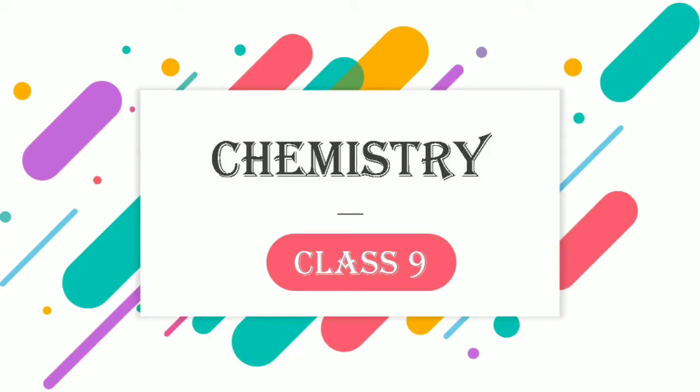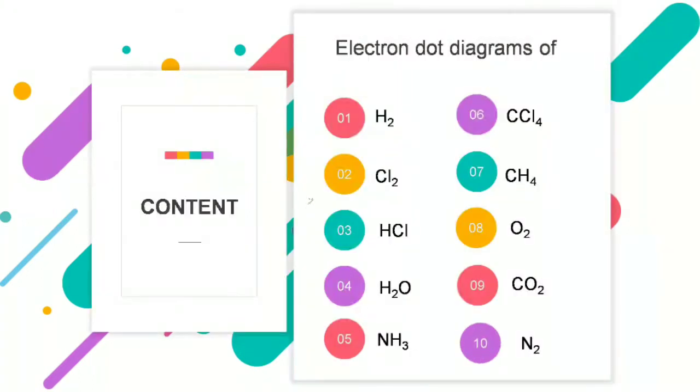I am your chemistry teacher and in this video we are going to study about the electron dot diagrams of some covalent compounds. Their orbital structures were discussed in the previous video. Electron dot diagrams, also known as Lewis structures, Lewis dot diagrams or Lewis dot structures, are the diagrams that show the bonding between atoms of a molecule and the lone pair of electrons that may exist in the molecule.